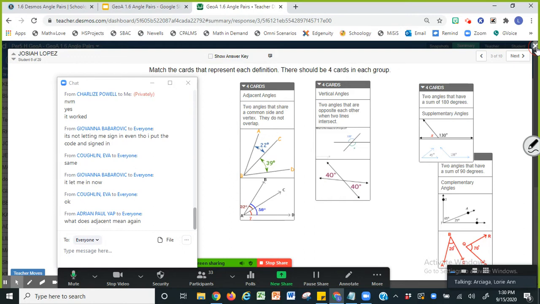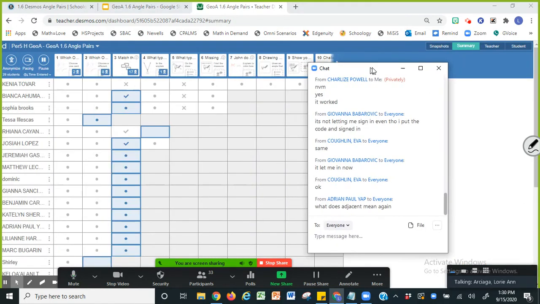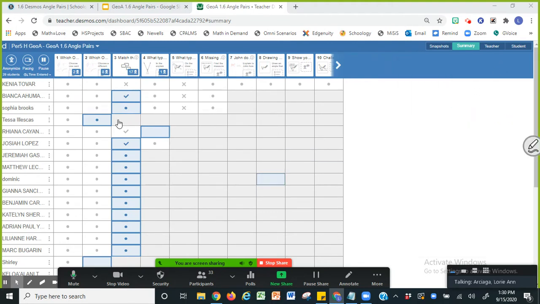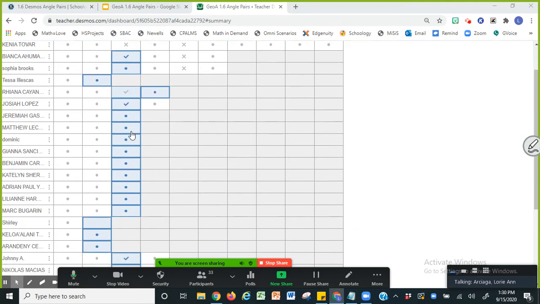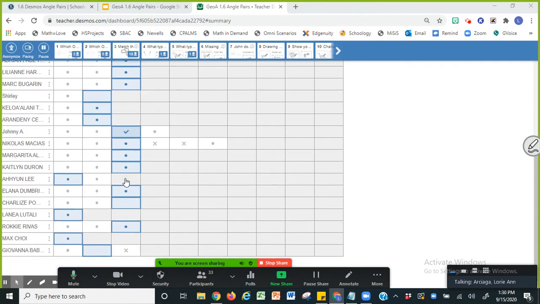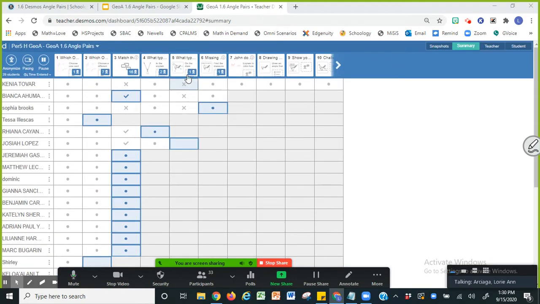And Adrian, if you heard Josiah explain adjacent, he did mention that those are the angles that are sharing a side and a vertex. They're side by side, he mentioned. Bianca already got a check mark on the third slide. Rihanna is also done. There you go. And Johnny already got that check mark. Awesome. Okay, why is there a lot of X in slide 5?